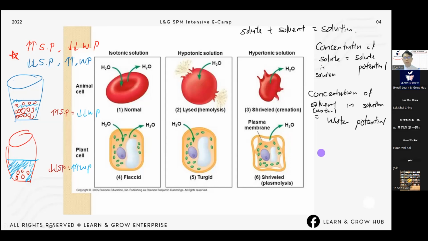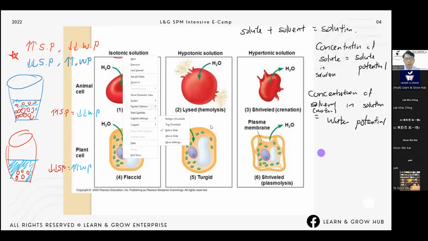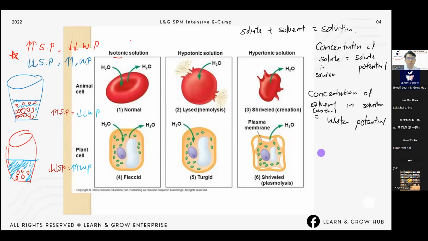Okay, so based on this, you all just need to remember: when the solute moves from where to where, the water will also follow to move from where to where. For example, for normal condition, for isotonic condition, it means the concentration of solute and water, everything is in balance. So you're referring to solute potential equal to water potential. Here will be the same.